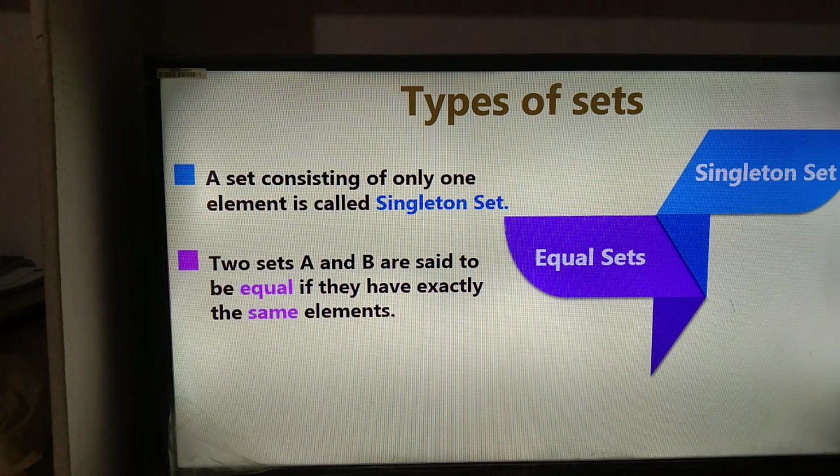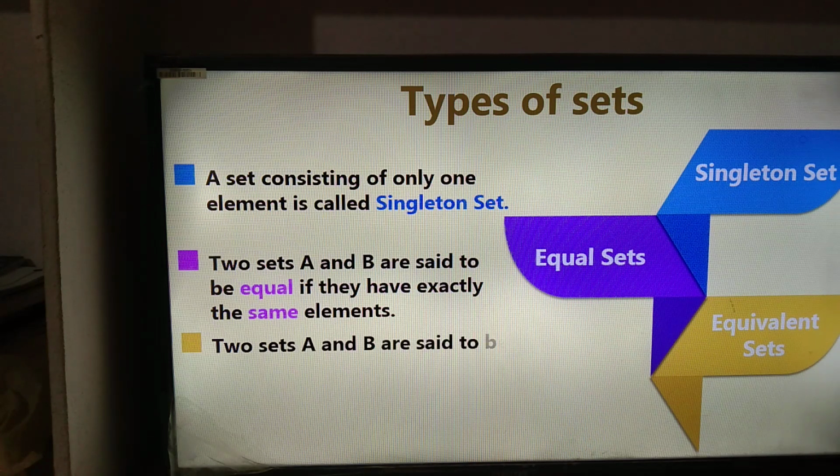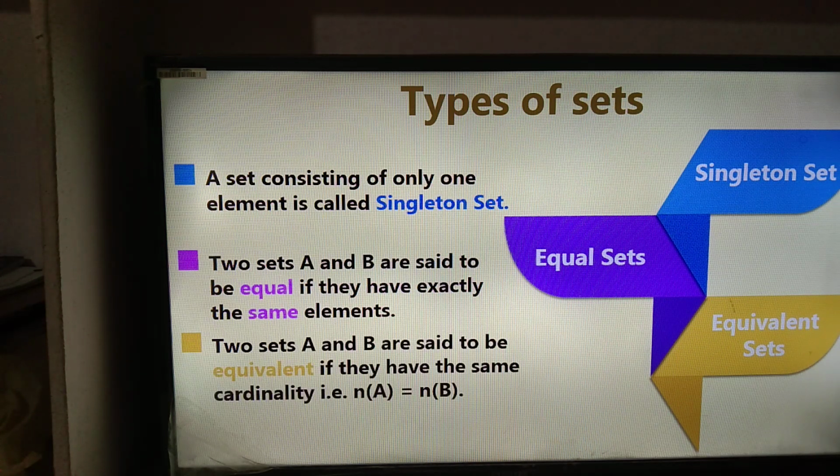And then equal sets: two sets A and B are said to be equal if they have exactly the same elements. Then those sets are called equal sets. Now coming to equivalent sets: two sets A and B are said to be equivalent if they have the same cardinality. I mean the number of elements in set A must be equal to the number of elements in set B. So there is a huge difference between equal sets and equivalent sets. Equal sets are nothing but the elements must be equal, whereas in equivalent sets, the number of elements, the cardinality, must be equal.